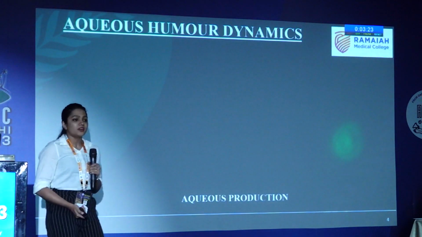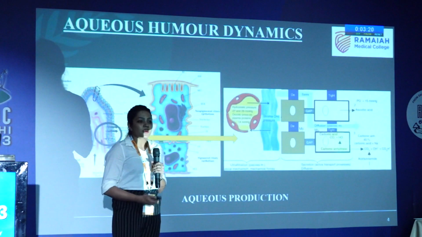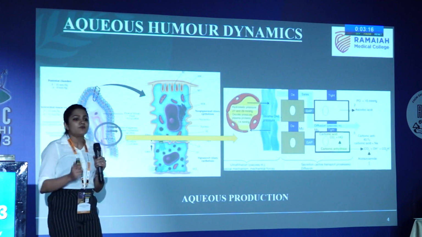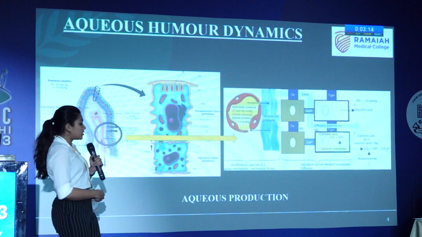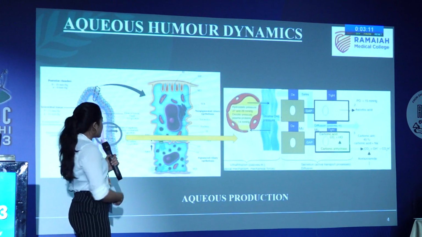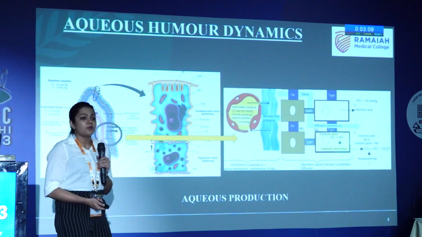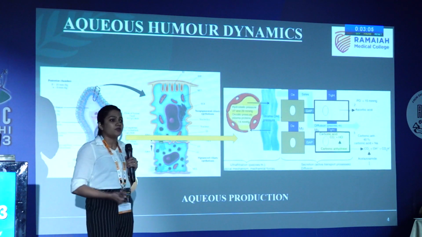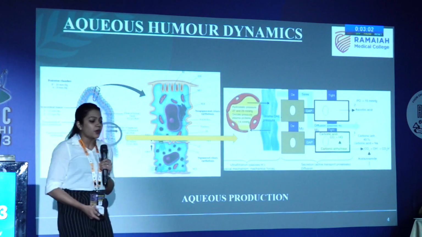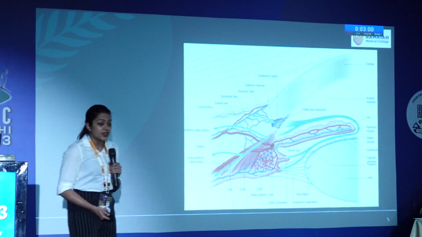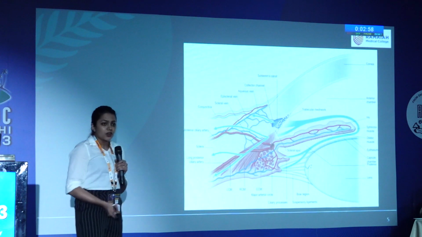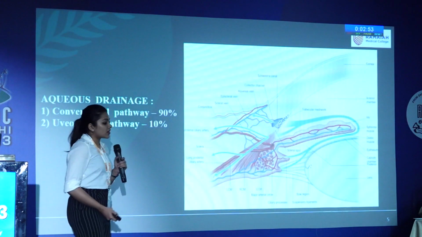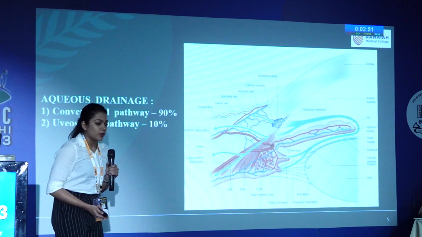Aqueous humor dynamics includes aqueous production and aqueous outflow. Aqueous production occurs in the pars plicata of the ciliary body and involves three processes: ultrafiltration across the capillaries, active secretion across the non-pigment epithelium with the help of carbonic anhydrase and sodium-potassium ATPase, and passive secretion of the water molecules across, forming the aqueous humor. The aqueous humor that is formed goes through the posterior chamber to the anterior chamber via the pupil and can follow two pathways, the conventional pathway and the uveoscleral pathway.